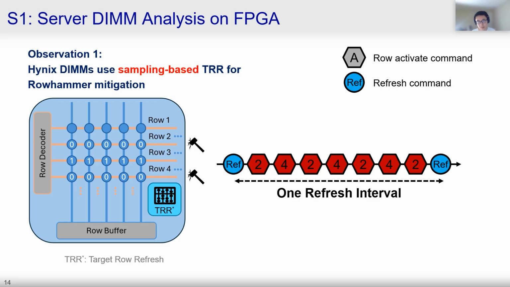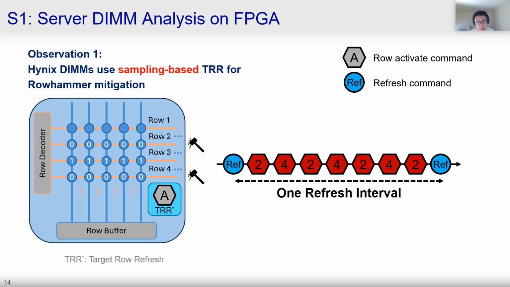TRR stands for target row refresh, which is a mechanism employed by DRAM vendors for Rowhammer mitigation. Sampling-based TRR prevents Rowhammer bit flips by randomly sampling one possible aggressor row from all the row activate commands between two refresh commands.